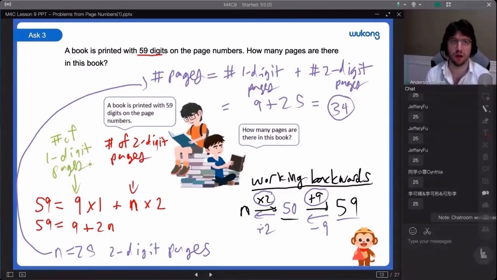So if we had a 9-page book, there would only be 9 digits in total. So since our book has more than 9 digits, we know there's going to be some number of 2-digit pages as well. But the first number of digits is from the 1-digit pages. So the first 9 pages have 9 digits. So that's where the 9 comes from.